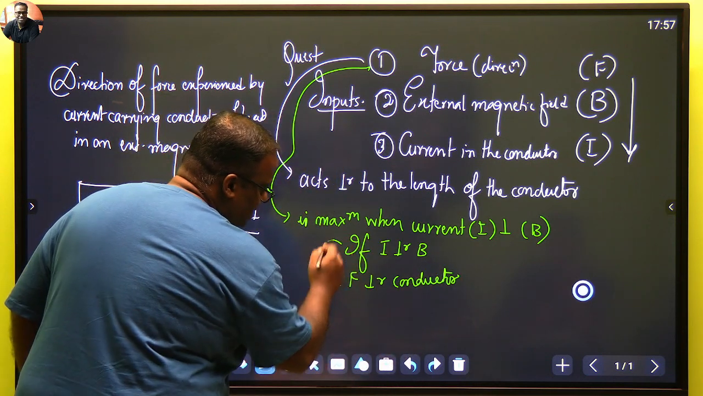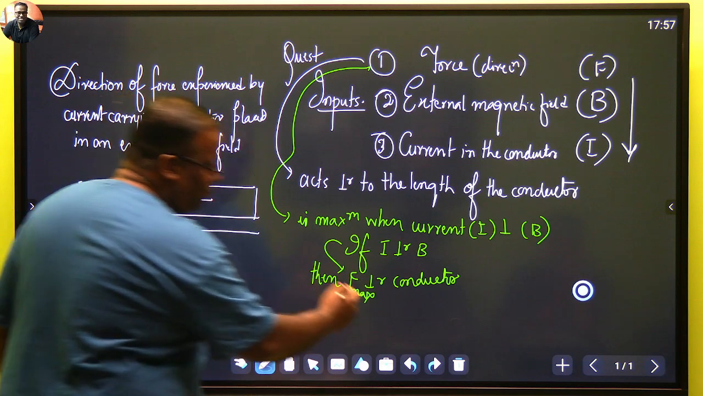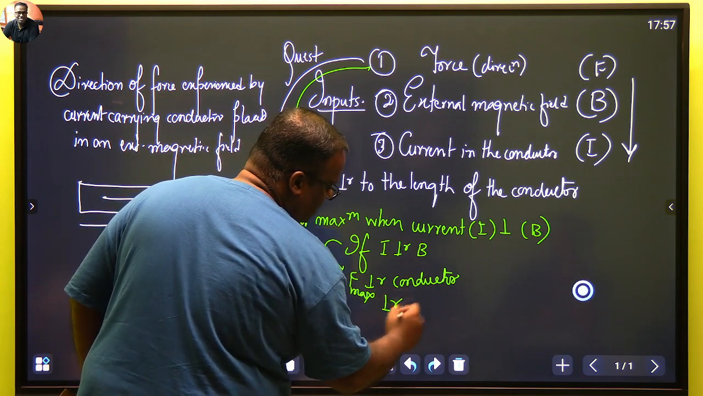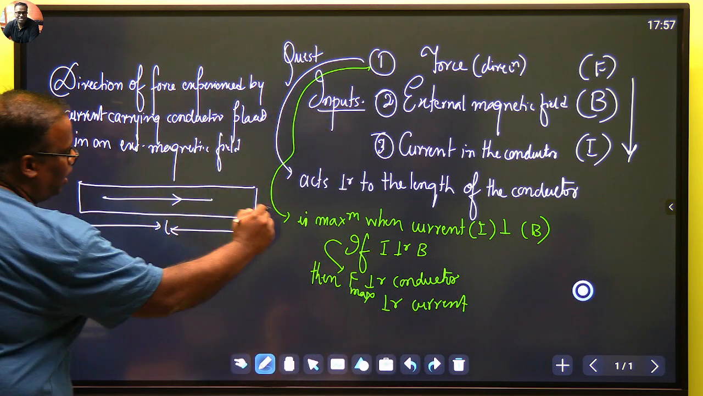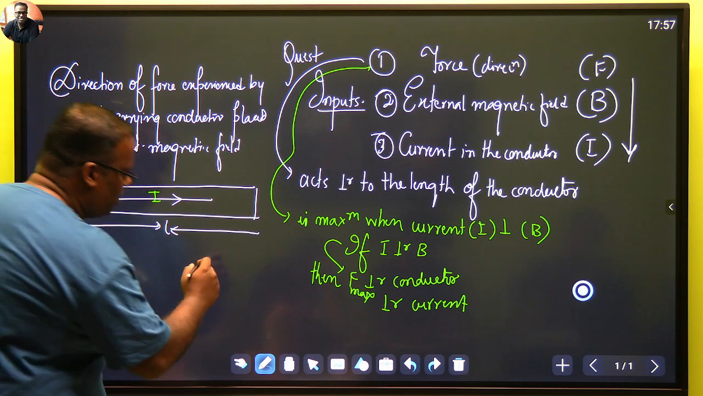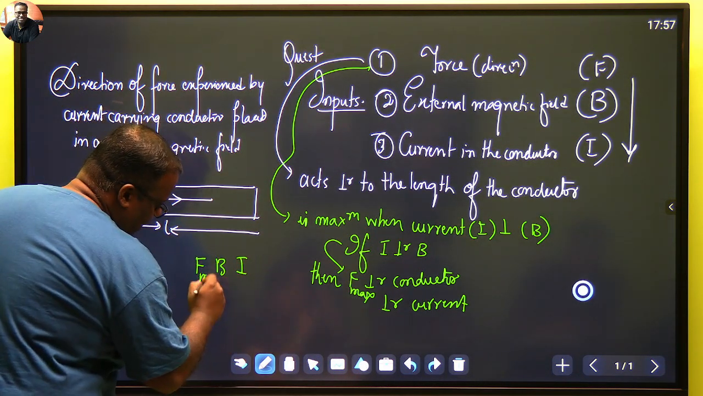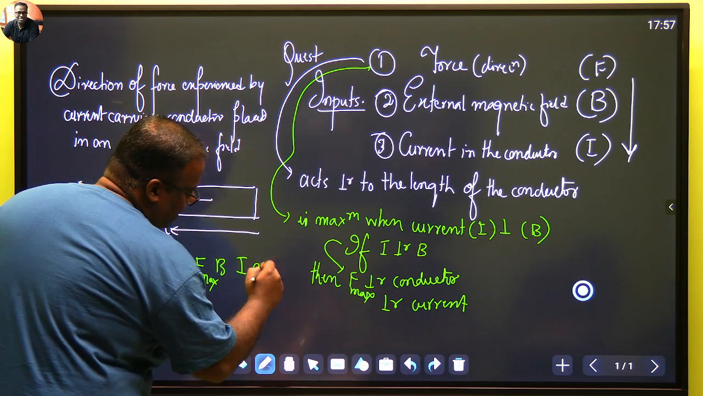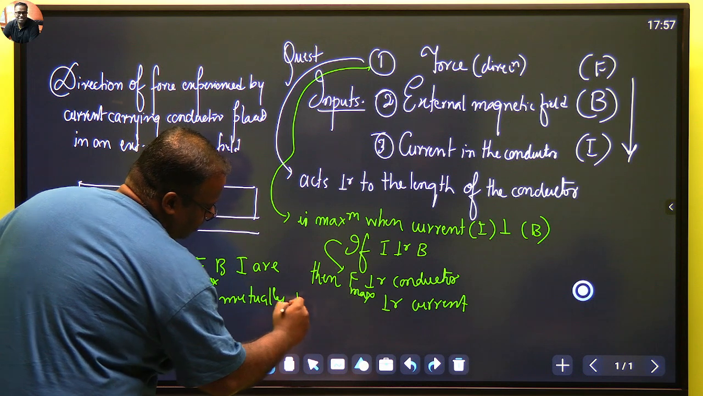But in that case, my F will be F max. This is my maximum force. F max is perpendicular to conductor. I can say it is perpendicular to current also. Conductor बोले ही तो current ना, इधर ही तो current जा रहा है. That means, can I not say that F max, B, I are mutually perpendicular?